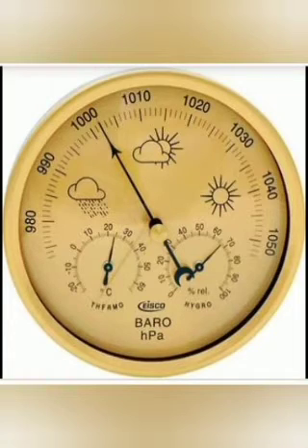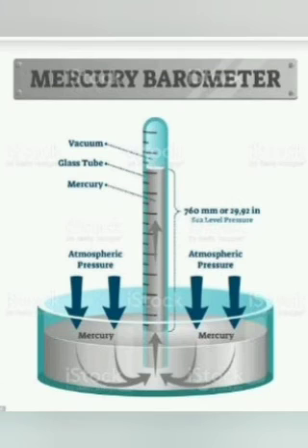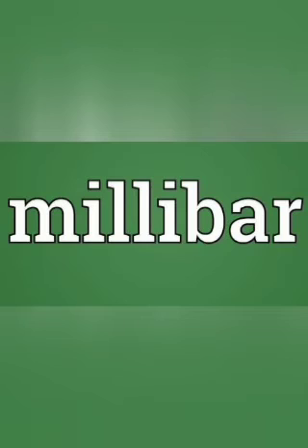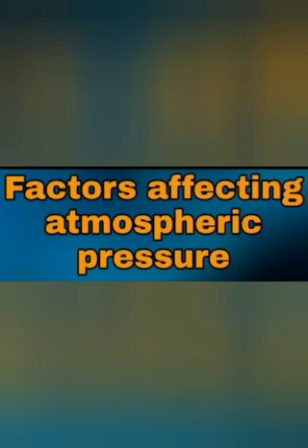There are two types of barometer. One is mercury barometer and another one is aneroid barometer. Then what is millibar? Yes, the unit which we use to calculate atmospheric pressure is called millibar. So listen clearly. Millibar is the unit of which one? Unit of atmospheric pressure. Now let us move to the new topic called factors affecting atmospheric pressure.